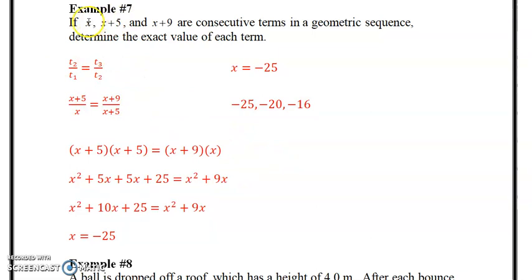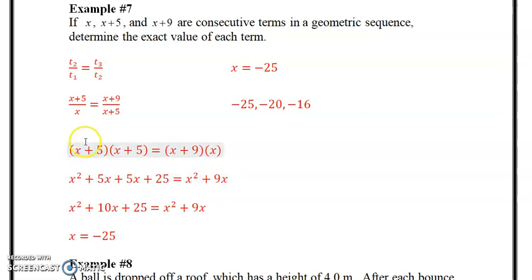So the consecutive terms in the geometric series, determine the exact value of each term. It says T2 divided by T1 equals T3 divided by T2, because it's consecutive terms for the common ratio, right? So x plus 5 divided by x is equal to x plus 9 divided by x plus 5. Then we do our cross multiplication, multiply both sides by x plus 5. The x plus 5 is divided out, leaving x plus 5 times x plus 5 on the left-hand side. Multiply both sides by x, the denominator of the left-hand side. The x's will divide, and you'll be left with x plus 9. So this is just cross multiplication.